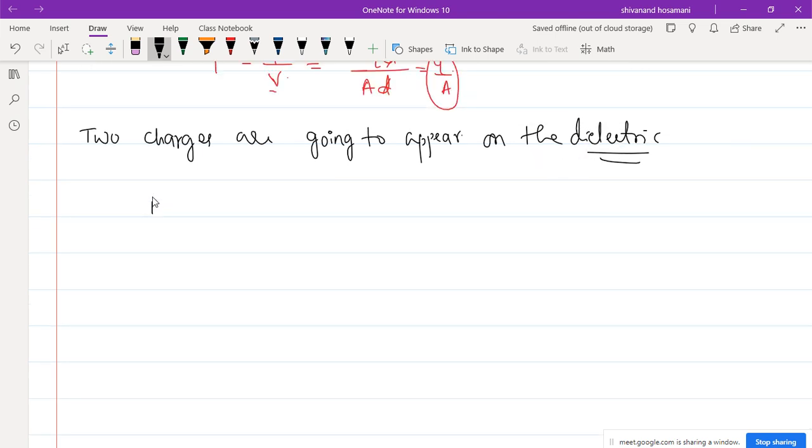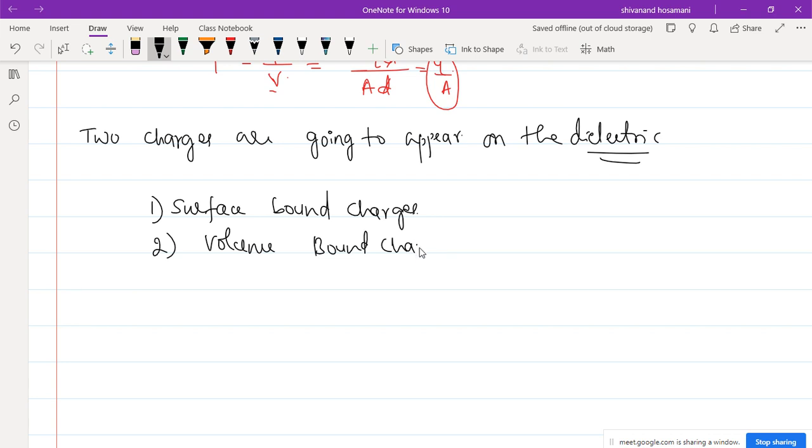The first one is surface bound charges. The second one is volume bound charges. So what do you mean by surface bound charges? These are the charges which appear on the surface of the dielectric when they orient, that is, when there is a polarization, when they get polarized.